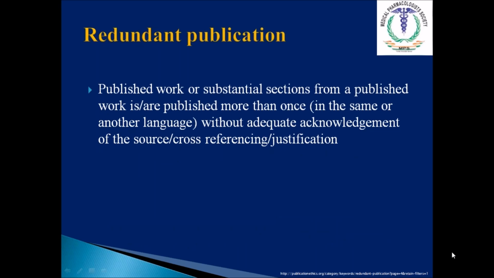Next. Now coming to the meaning of redundant publication. Redundant publication means you are publishing a work or a paper which has already been published somewhere before, or you're taking a substantial section from a paper which has already been published more than once, either in the same language or even in another language, and you're not acknowledging the source from where this paper has been taken, nor cross-referencing it, nor giving any justification why this paper has been republished. If that is the case, then it becomes a redundant publication. If the paper is already published and you are taking a significant portion and republishing it, this is unethical and we should not do it.